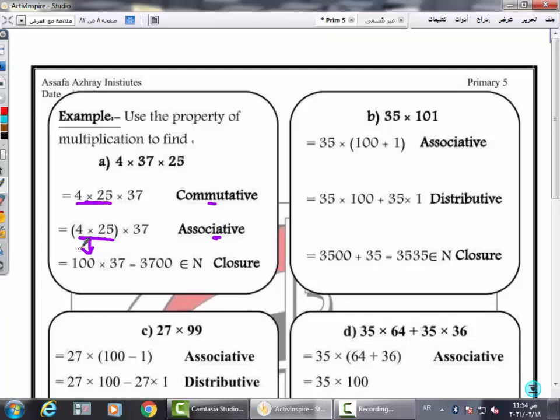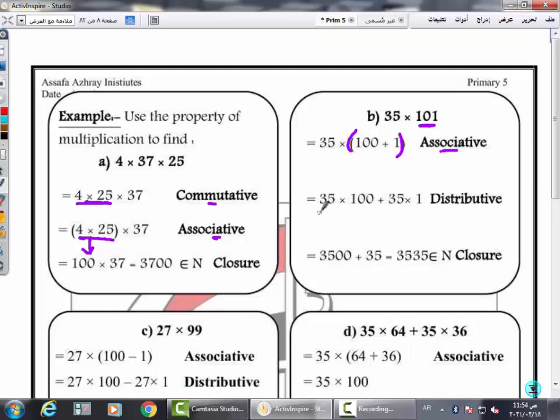In this example, 37 by 101. What can I do? We will write 101 as 100 plus 1 and make distribution. So 37 by open brackets and write 100 plus 1. This is called associative.